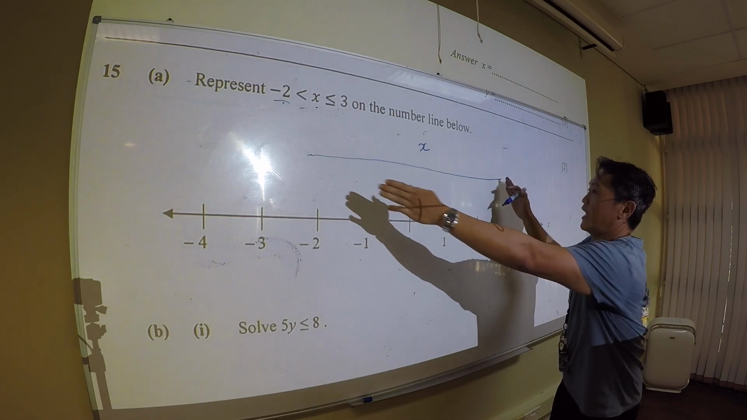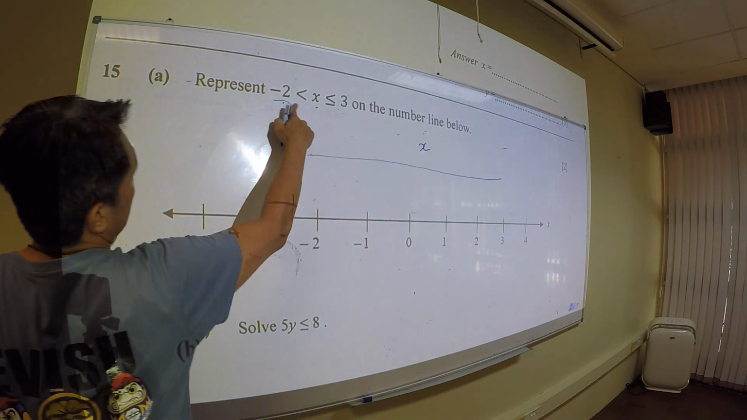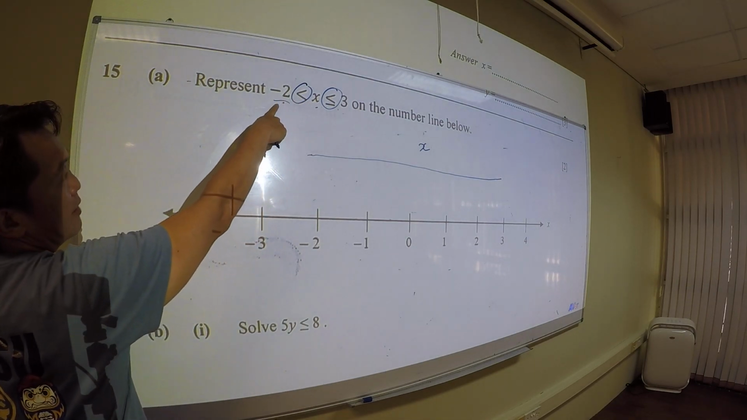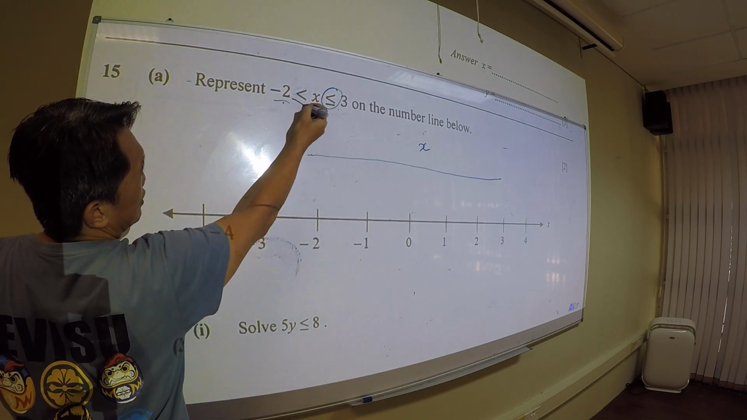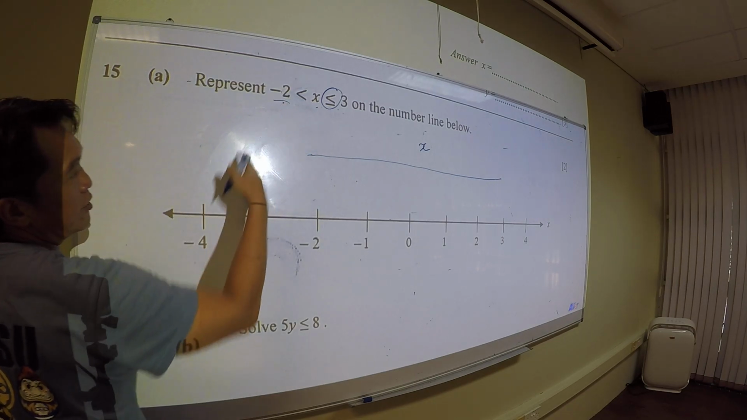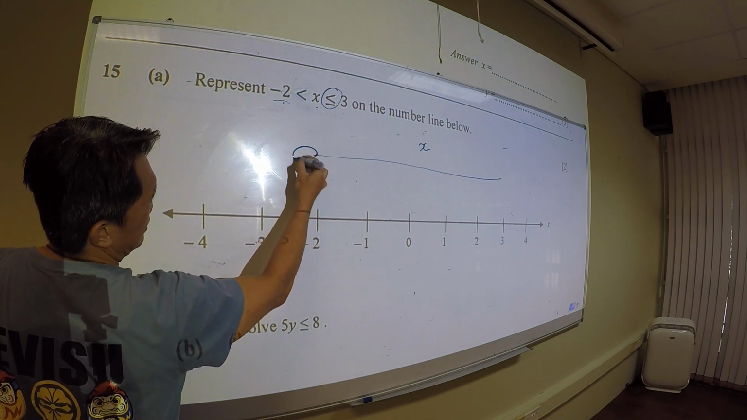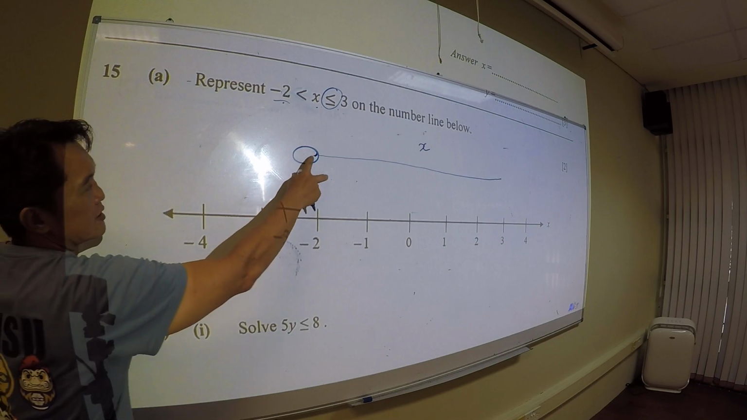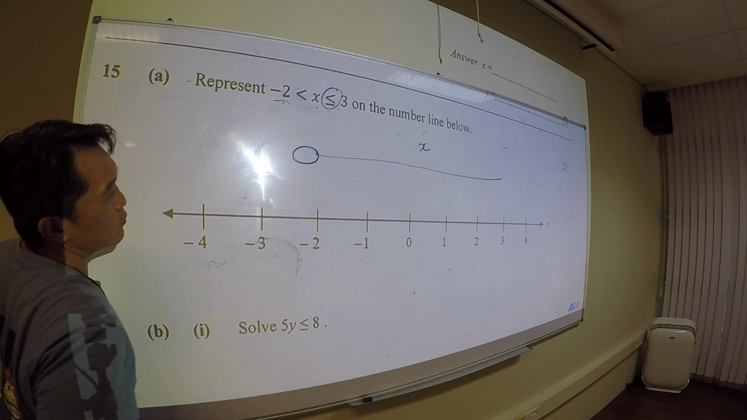But how we end the line has to depend on this sign and this sign. X must be larger than negative 2. There is no equal sign here, so it must be strictly larger, meaning x cannot be negative 2. So if it cannot be, you have to represent it with a hollow circle. Hollow means x is not here, so x cannot be negative 2.